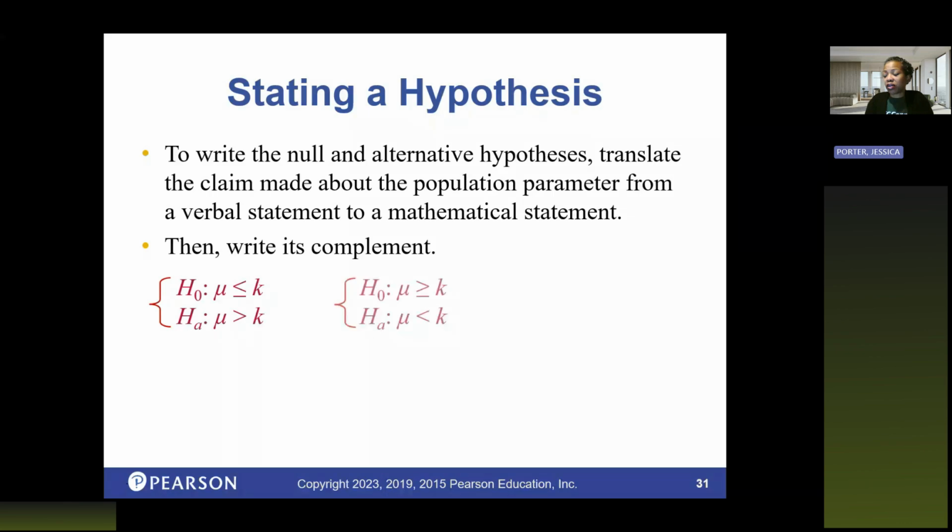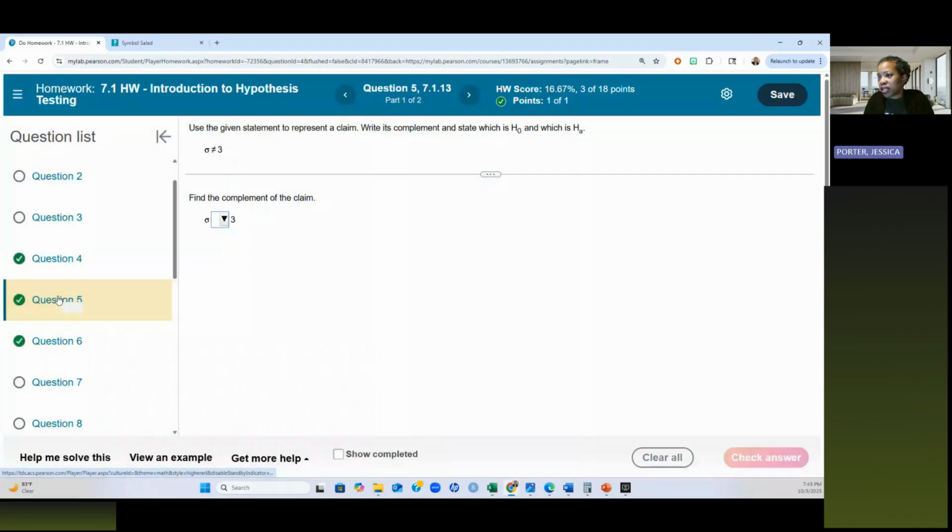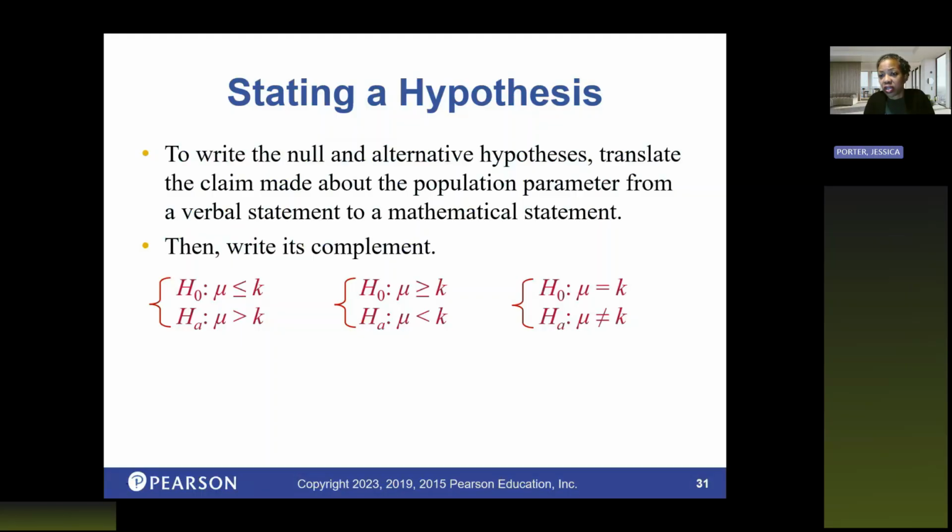So here are the different versions that we saw. We actually saw a couple of these when we were looking at the homework. P is greater than 0.48. And then what was this one? This is the standard deviation. And this one was the mean. They're really just trying to show you what the hypothesis statements look like.